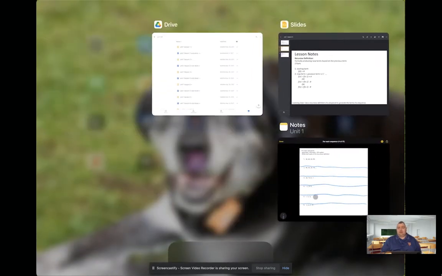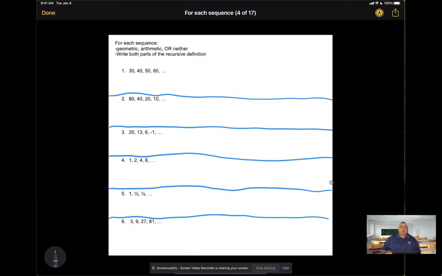So let's go right to the examples on this lesson here. For each sequence, we're going to determine whether it's geometric, arithmetic, or neither, and then we're going to write both parts of the recursive definition. Let's do the easy part first and do the geometric, arithmetic, or neither.